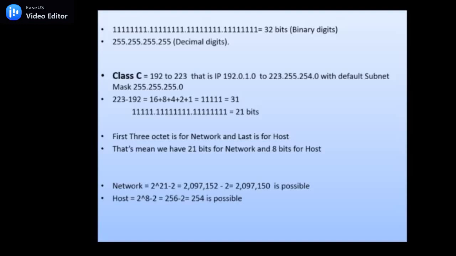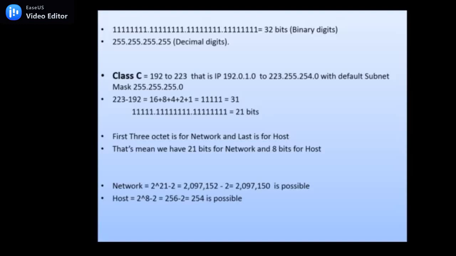When you subtract 192 from 223, you get only 31. For 31, you have to put 5 bits. So in the first octet you have only 5 bits, and the other is 16 bits. So 16 bits plus these 5 bits will be 21 bits. The first 3 octets are for the network and the last is for the host. This means we have 21 bits for network and 8 bits for host.